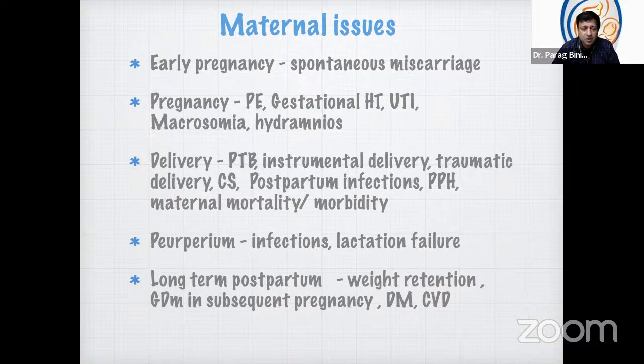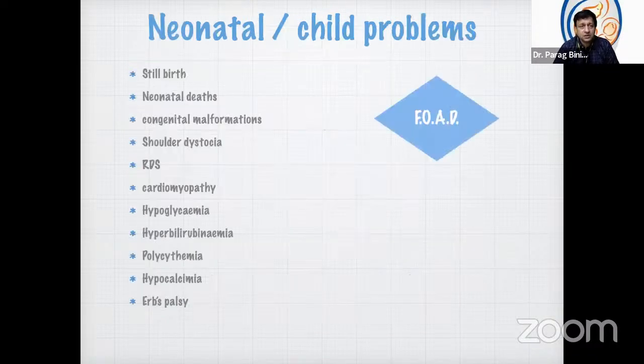Very importantly, it is the long-term consequences which are often missed, which include weight retention, GDM in subsequent pregnancies, diabetes mellitus, and cardiovascular diseases. The neonate or the child is not spared. In utero, there's always a danger of congenital malformations, especially so if the sugars are not well controlled, and more chances of stillbirths.